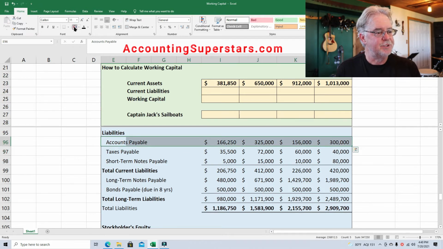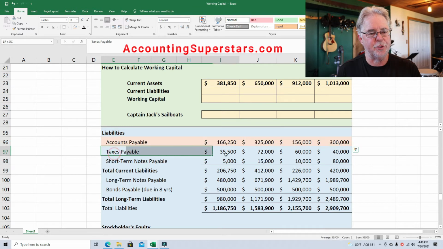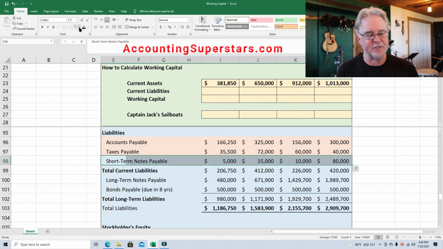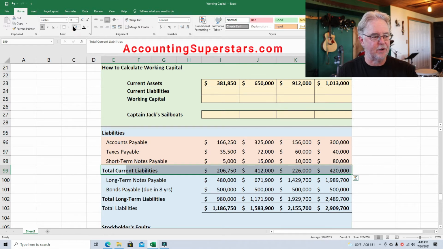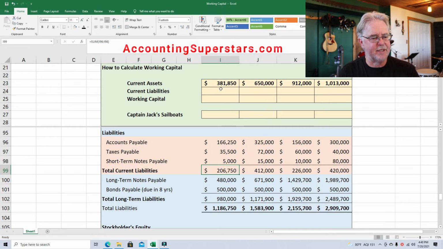We're running with it. So things like accounts payable, that's money that you owe to your vendors, and they will want to be paid within the year. Uncle Sam, oh man, tax man, always wants to be paid within a year. Short-term notes payable, and we're going to assume here that this is due within the year. So total current liabilities, here we are. So all we're going to do is take the 206,750 and put it right up there. The 412, put it right up there. The 226, there we go. And finally, last and not least, 420 right up there.